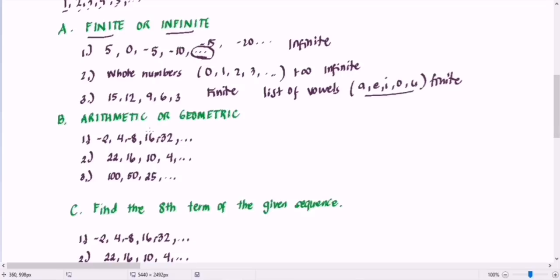Then we will be identifying whether the given sequence is arithmetic or geometric. So, paano ba yung ginagawa? Para malaman natin arithmetic, kailangan hanapin natin yung D, common difference. Pag geometric, yung r, common ratio. So, ang una nyo gagawin, itetest natin parehas. So, number 1, the given is negative 2, positive 4, negative 8, 16, negative 32.